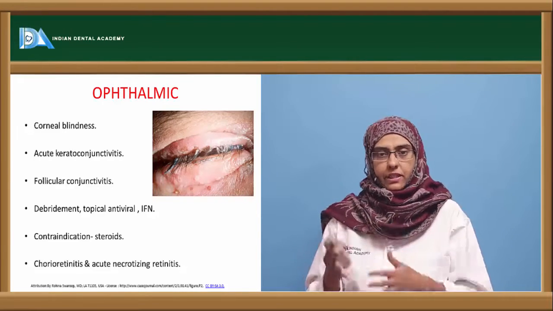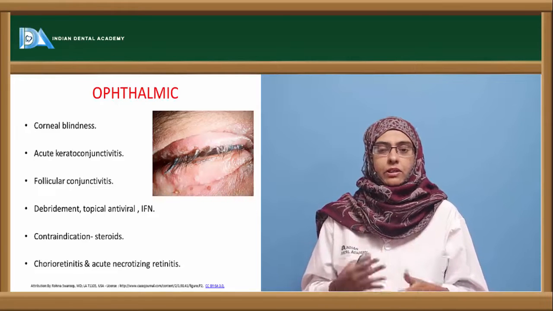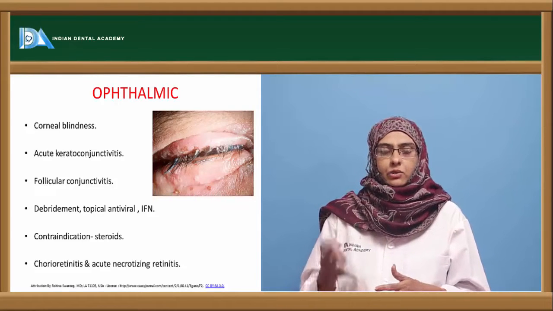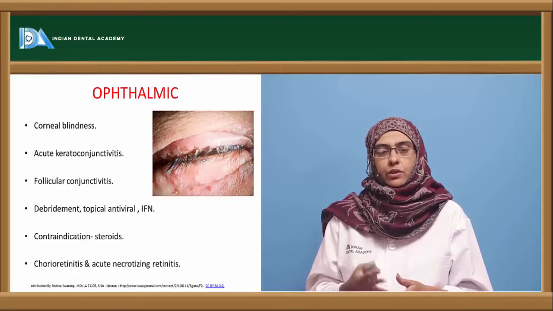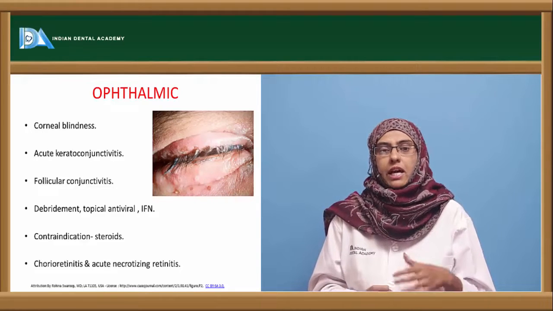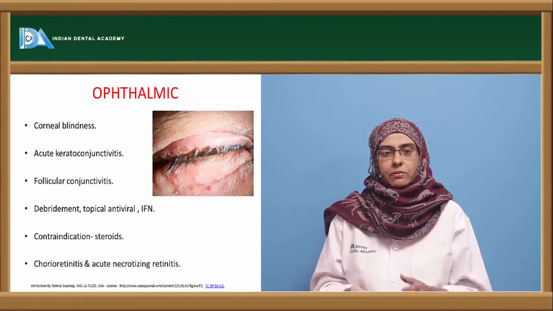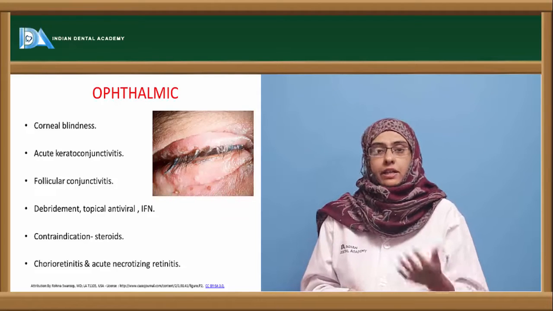Apart from these infections, the very uncommon or rare diseases that are associated with the herpes infection are chorioretinitis and acute necrotizing retinitis, which is very uncommon but very severe when it occurs.